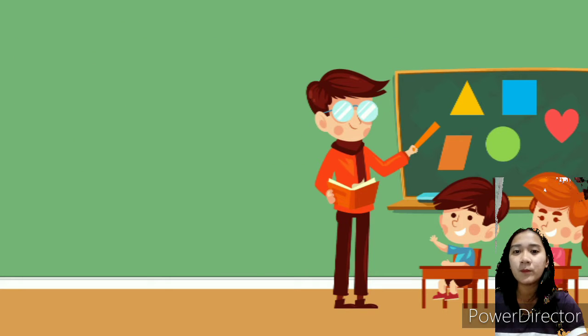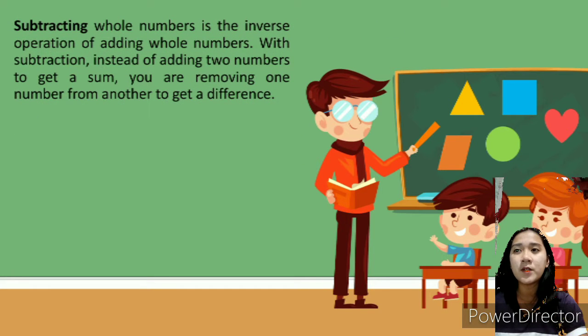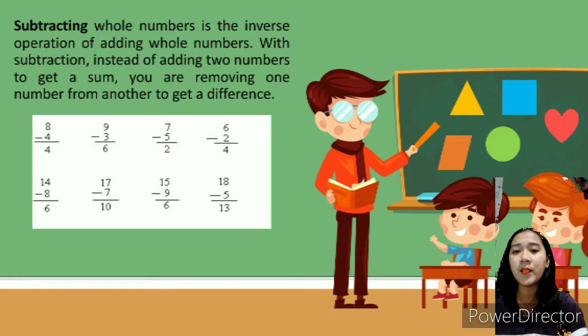Subtracting whole numbers. Subtracting whole numbers is the inverse operation of adding whole numbers. With subtraction, instead of adding two numbers to get a sum, you are removing one number from another to get a difference. For example, 8 minus 4 is equal to 4. Another example is 9 minus 3 is equal to 6. This is what we call subtracting whole numbers.